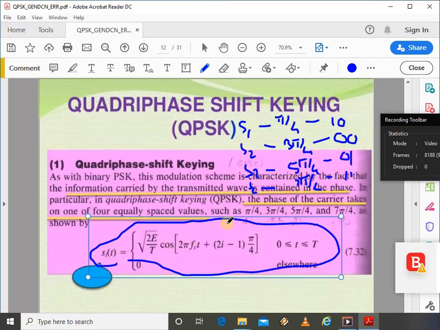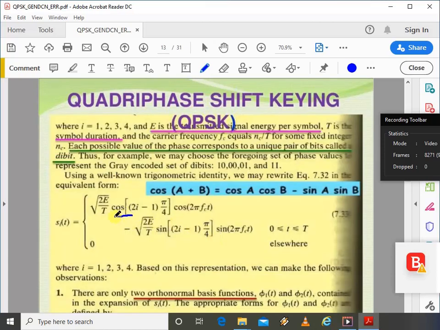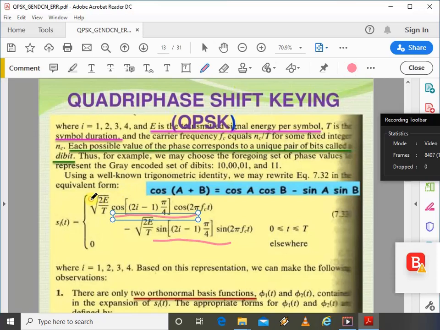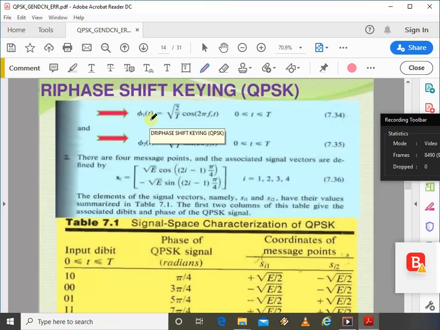Now this particular equation contains cos. Just split this by applying the trigonometric formula, then you will get 2 cos terms and 2 sin terms. From this, you will be able to get 2 orthonormal basis functions. Just see that square root of 2 by T cos 2 pi fc t is one basis function, written here. Phi 1 of t will be the first basis function, nothing but square root of 2 by T cos of 2 pi fc t, defined for the interval t equal to 0 to T.